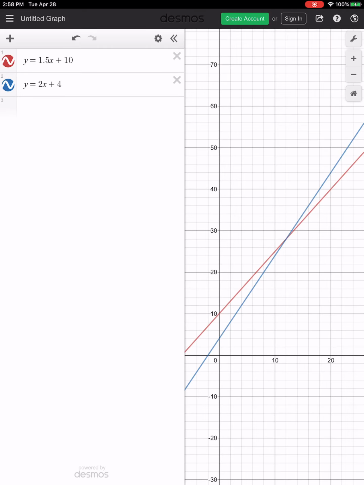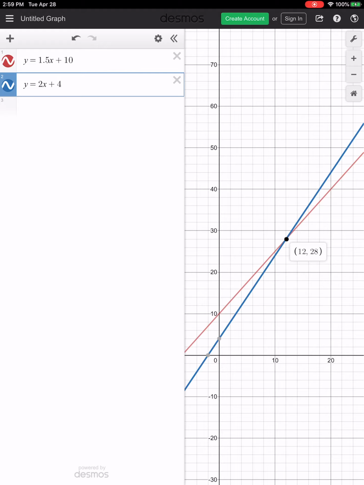The cool thing now is we can see that these two lines are crossing, and if I just touch on one of the two lines, so I just touched on the blue line, and that highlighted the blue line, but it didn't just highlight the blue line, it also showed me the point where the two intersect. So this makes graphing really easy and really accurate.